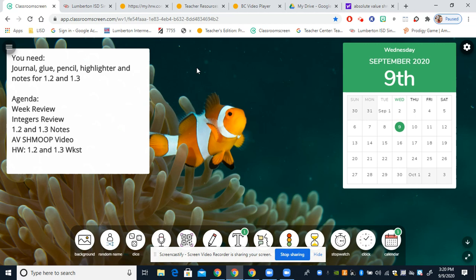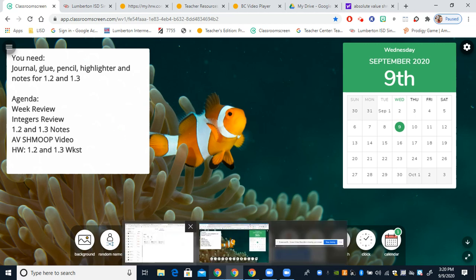The items that you'll need will be your journal, glue, pencil, highlighter, and your notes for 1.2 and 1.3. Okay, so today we're going to be going over our notes. We have our absolute value video with Swoop, and you will also show a video on comparing and ordering integers. So let's get started.